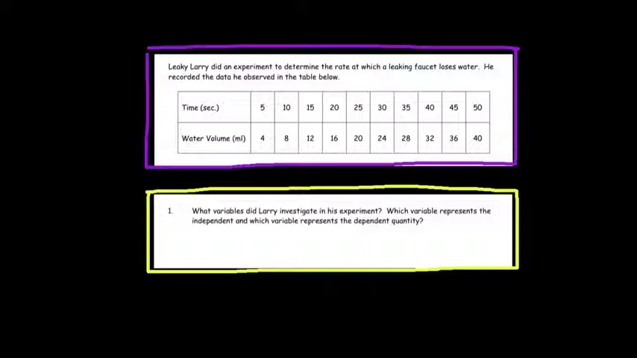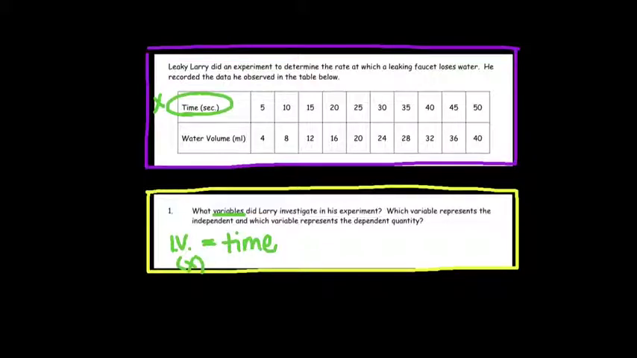First question: what variables did Larry investigate in his experiment? Remember, when I talk about variables, I'm talking about the independent and dependent variables. The independent variable is what we control, or what's doing the controlling. In this case, it's time. Time is a common variable that will pop up a lot, and most of the time it will be the independent variable, as it is here. Also notice that it is the x variable in our table, so the independent variable represents x.